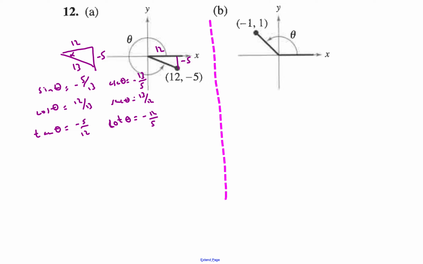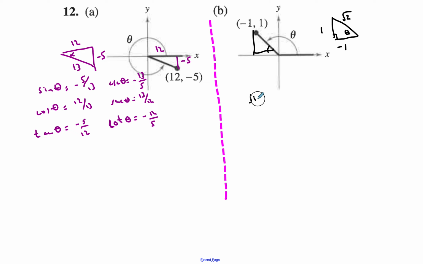Same idea here, except in this case, you're really just building the triangle, right? You've got, well, this is -1. This must be +1, otherwise we don't have the right quadrant. This is our angle, yes, our theta, technically. This works out to be the square root of 2. 1 squared plus 1 squared is 2, and take the square root.